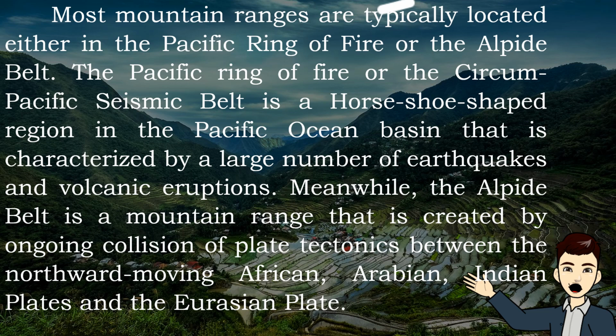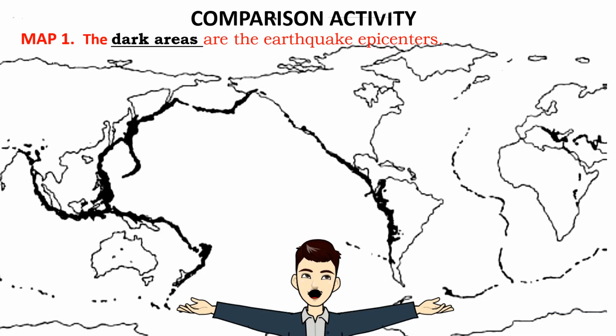Now that you know about volcanoes, earthquakes and mountain ranges, let us try to describe and relate the distribution of active volcanoes, earthquake epicenters, and major mountain belts to plate tectonic theory by doing the next activity. Look and observe carefully. What can you observe on map 1? It is stated that the dark areas are the earthquake epicenters. Write your observations on the space provided on page 8 of your module.